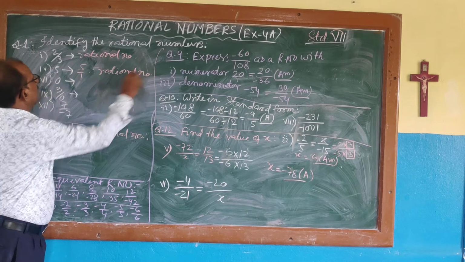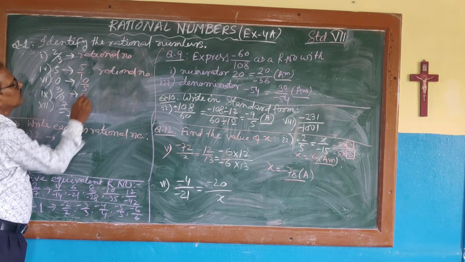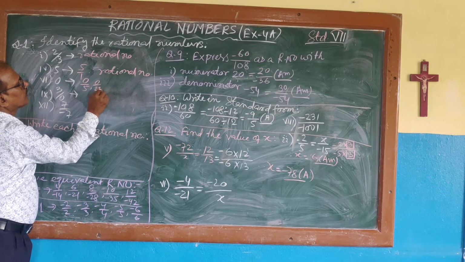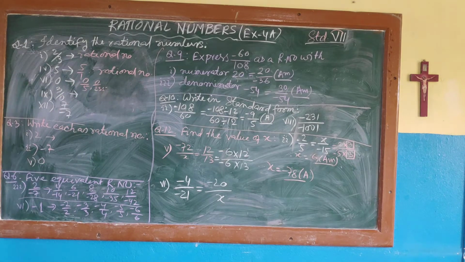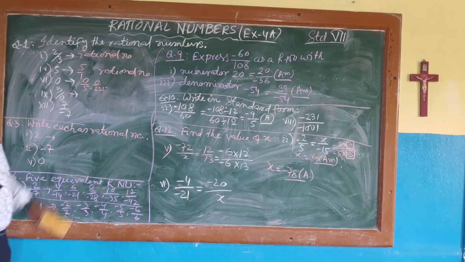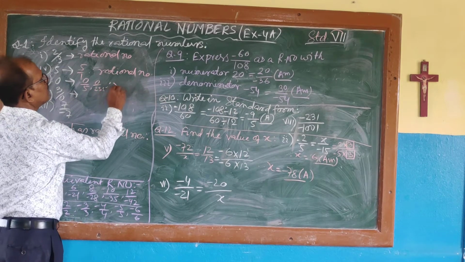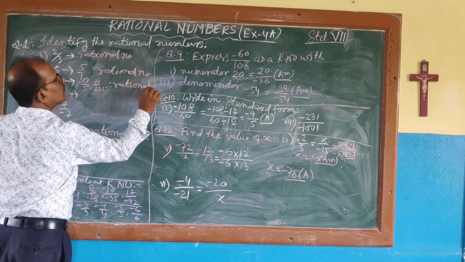Isn't it? Now 0 can be written with any number: 0 by 5, 0 by 200, 0 by 35, all become 0. So p and q are both integers. P is an integer, 0 is an integer, and 5 is also an integer. And q is not equal to 0, you are finding the denominator not equal to 0, therefore it is also a rational number. Try to understand the concept of rational number. Okay.